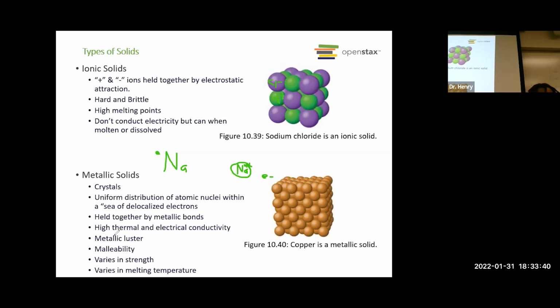Metals are going to have various strengths. Certain metals are going to be stronger than others. Some of them are nice and smushy and you can push them with your hands, and with other ones you could chip a tooth. They're also going to have different melting temperatures.